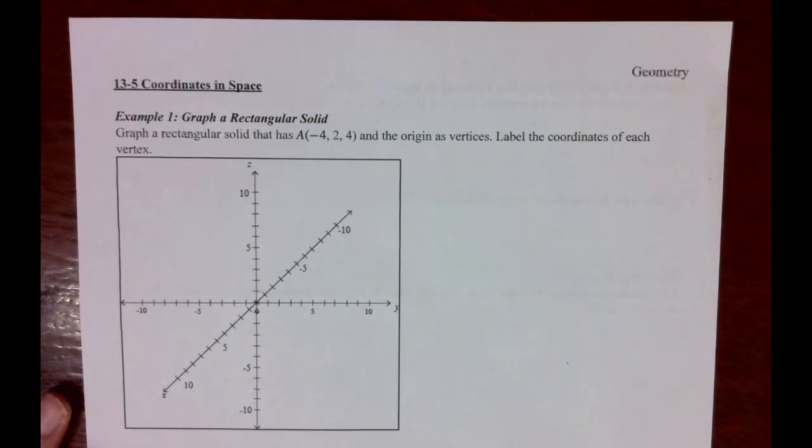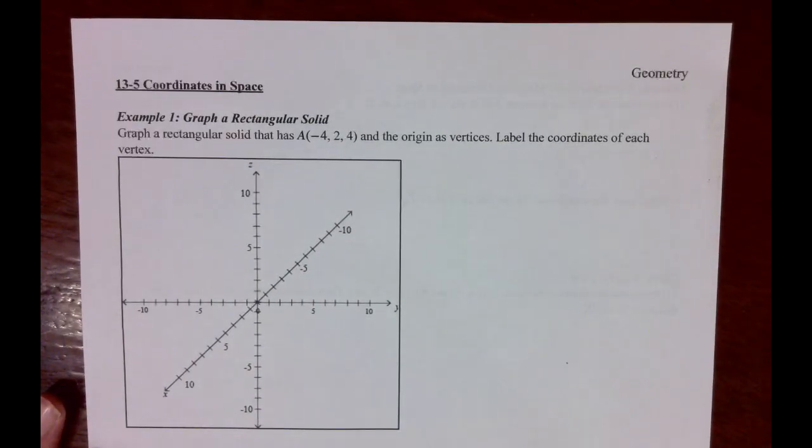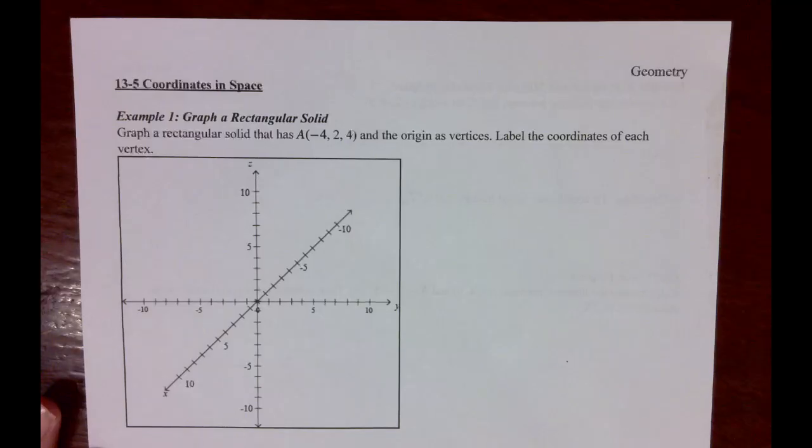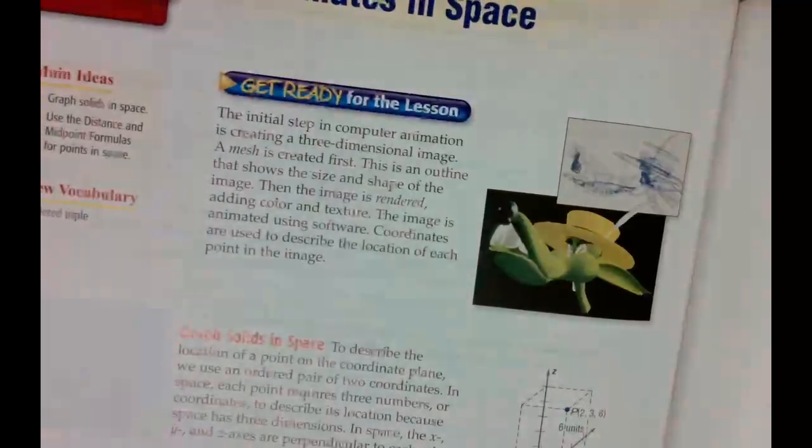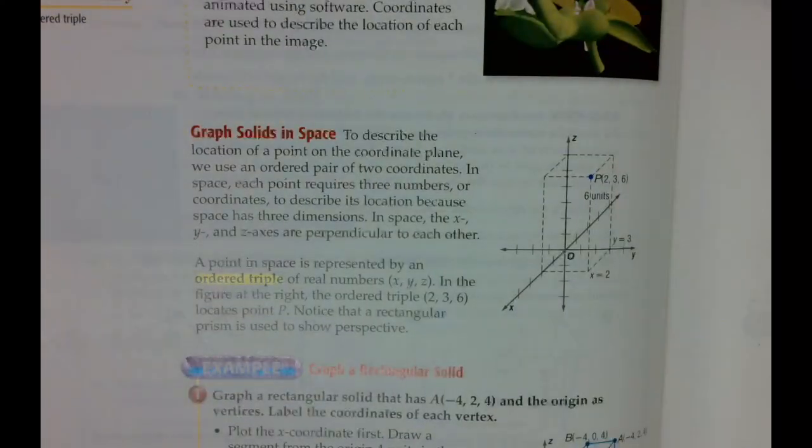Hi guys, so today we're going to be learning about coordinates in space, and basically we're going to be graphing 3D objects. I guess similar to our whole isometric paper and stuff like that, but it's going to be on kind of like a coordinate plane now, okay? So before we get started with example one, we're going to be talking about graphing solids in this space and what the point looks like.